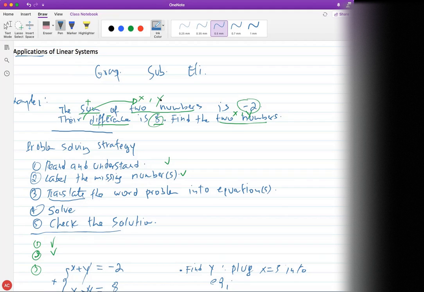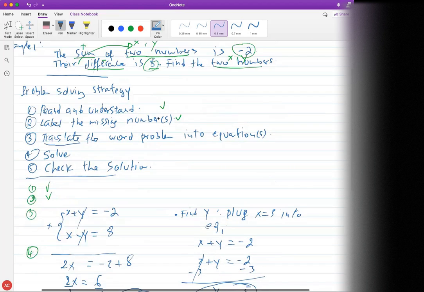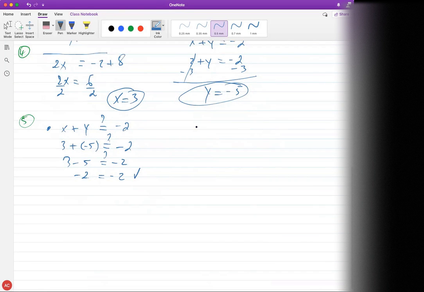Let's see if the same numbers, x and y here, if we do the difference, let's see if we get 8. So again, x minus y, we're going to see if that's equal to 8. So x again is the same one here, 3, minus the y, which is negative 5. I'm going to see if this is equal to 8.